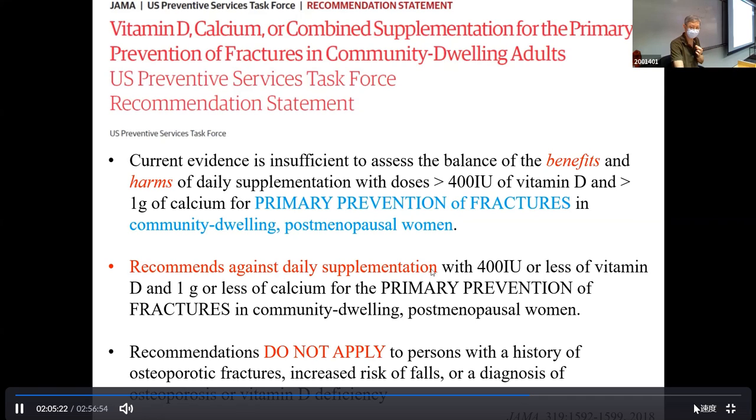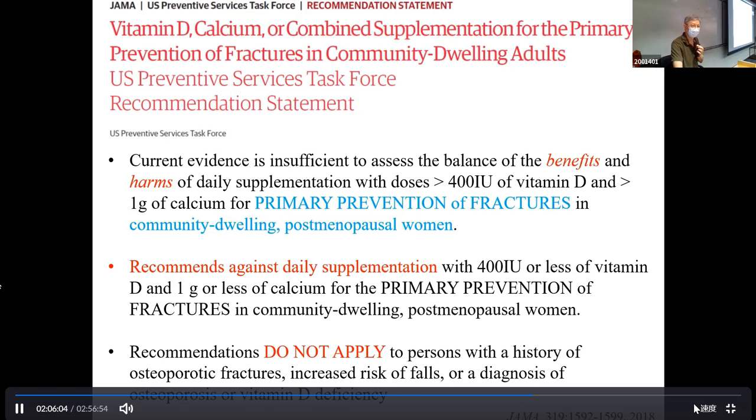Recommendation is against daily supplementation, but this does not apply to those with a history of osteoporotic fracture, increased risk of fall, or diagnosis of osteoporosis, etc. So again, they are quite concerned about taking in too much. We are talking about supplementation of more than 400 international unit of vitamin D and more than 1 gram of calcium. Remember our RDA is around 1 gram. So they do not recommend using that level.